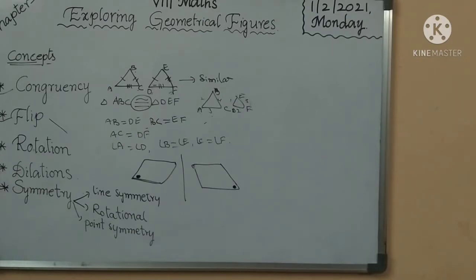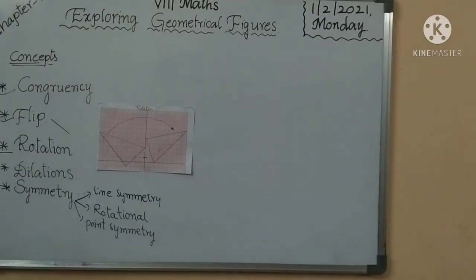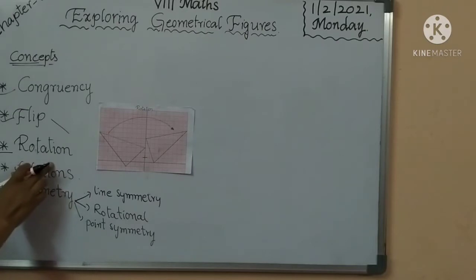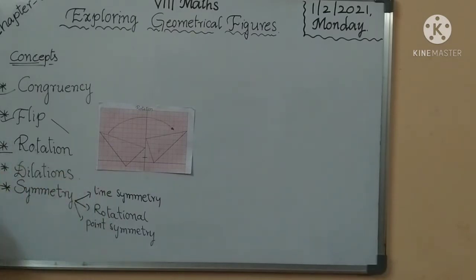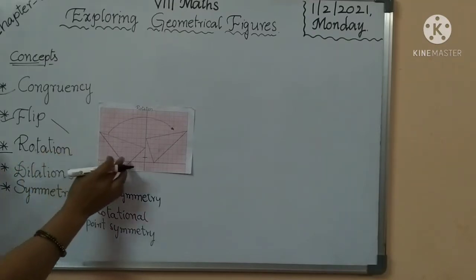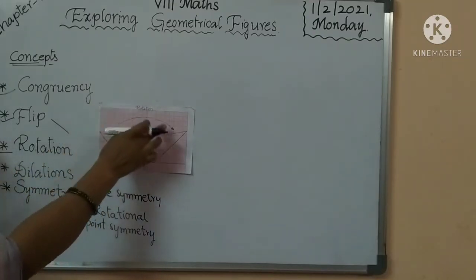Okay, next concept is the rotation. Dear children, next concept is the rotation. Students, observe this type of graph. Look at the board and observe the graph. It is a graph. Rotation. What is the meaning of rotation? Rotation means turning around a center. It is a center. Turning around a center.